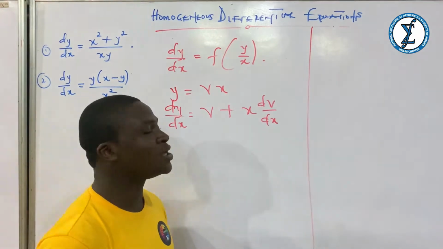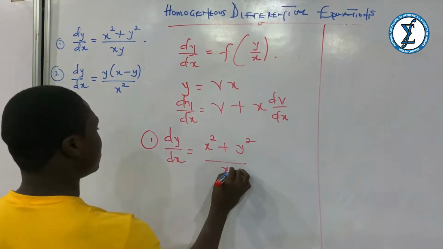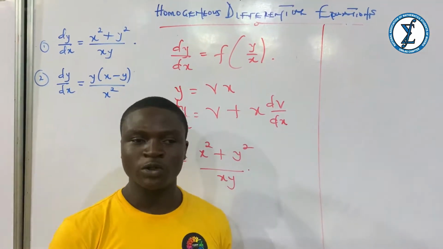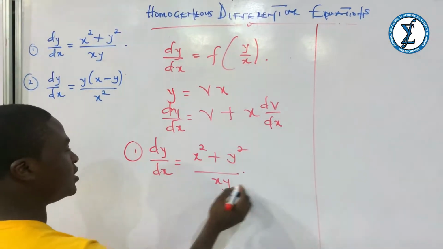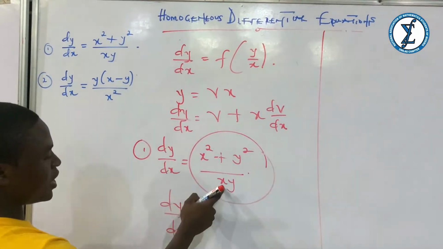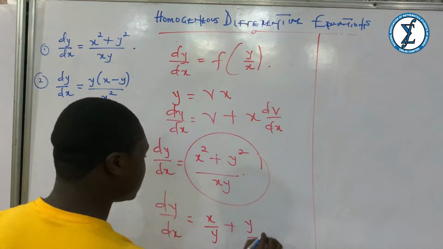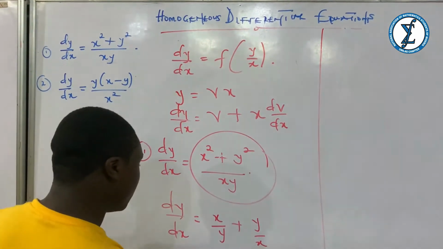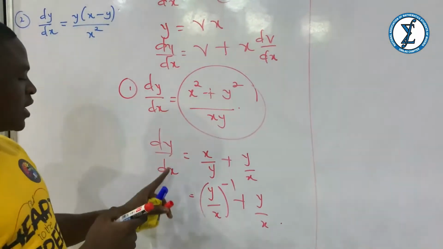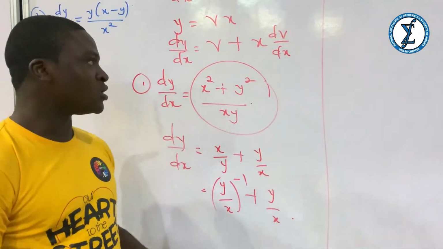Alright, so let's solve the question: dy/dx equals (x squared plus y squared) over xy. Now the first thing to notice is, is this DE a homogeneous differential equation? So let's see. I can write this as dy/dx equal to x squared divided by x gives me x, I have x over y plus y over x. I can write this as (y over x) raised to power minus 1 plus y over x. So my dy/dx is equal to a function of y over x. So this is a homogeneous differential equation. So let's solve it properly.